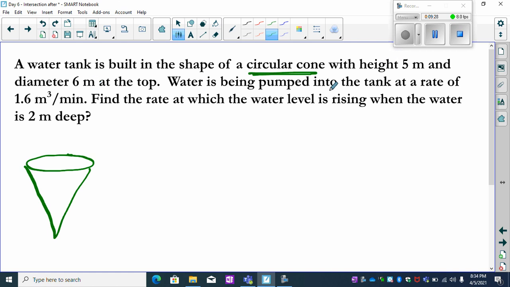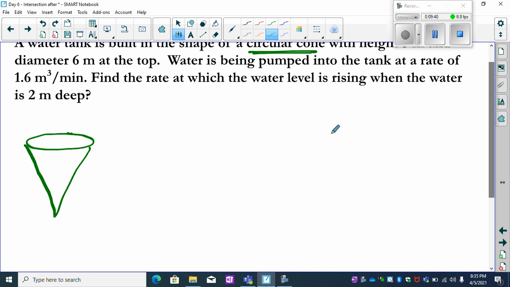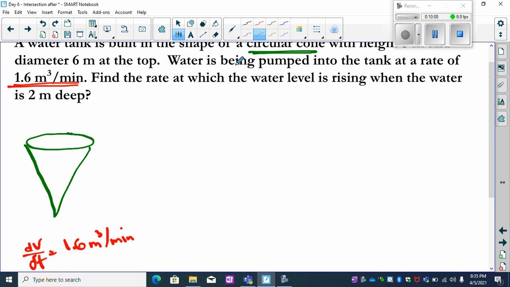It says water is being pumped into the tank at a rate of 1.6 cubic meters per minute. Find the rate at which the water level is rising when the water is 2 meters deep. All right. Let's look at this for a second. What did they tell us right here? That is dV over dt. How do I know it's dV? Cubic meters. And it's per minute, so it's definitely with respect to time.